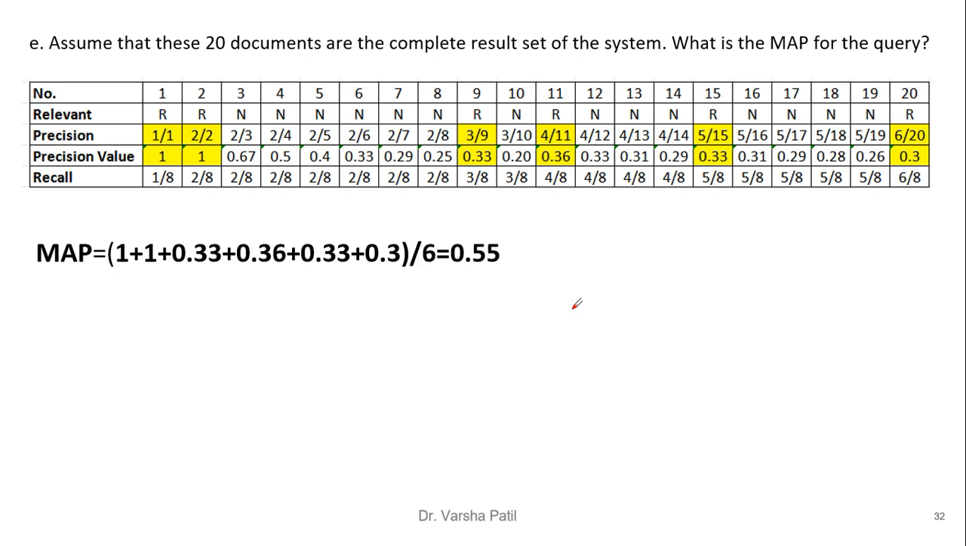Now next, assume that these 20 documents are the complete result set of the system. What is the MAP of the query? So here we need to take the relevant documents that get retrieved, and for each retrieval we take its precision, and then the average. So we are getting 0.55. If they ask only for average precision, at that time we divide by 8, and for the remaining 2 we take 0 plus 0 and calculate.